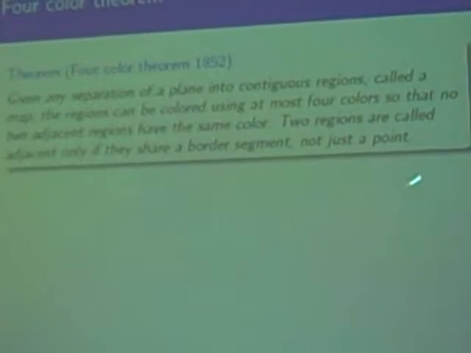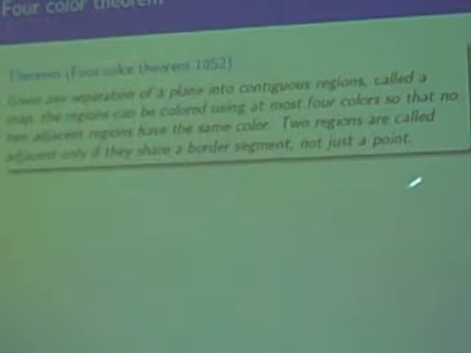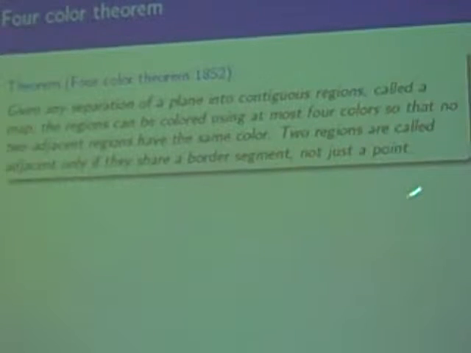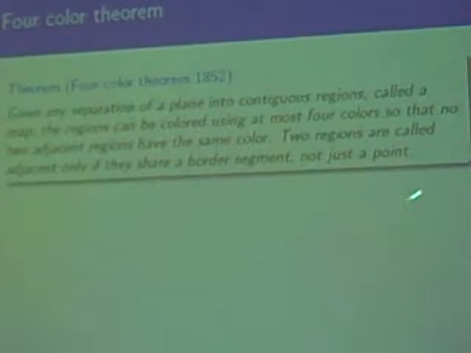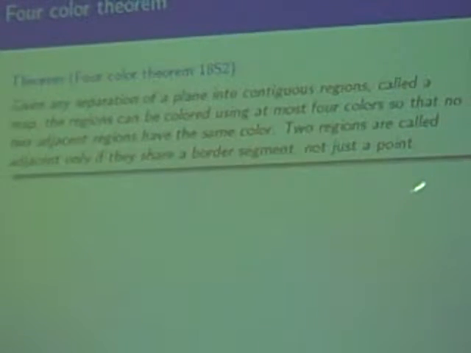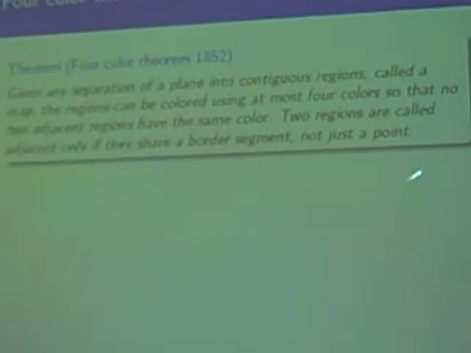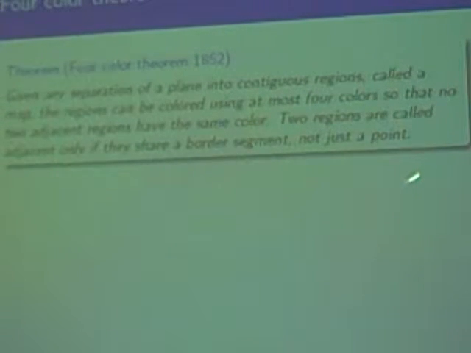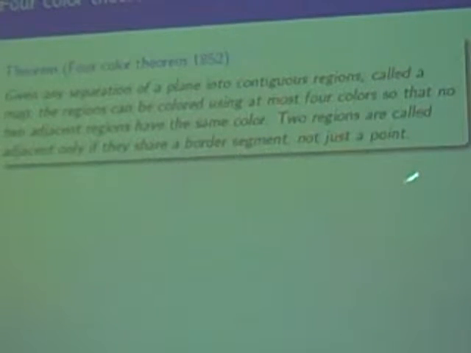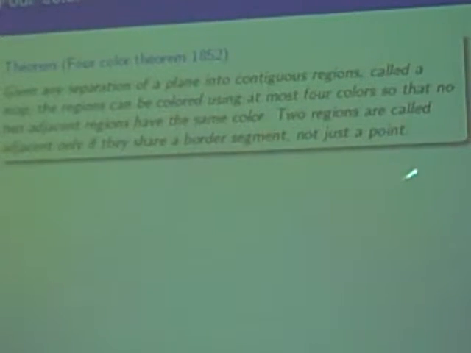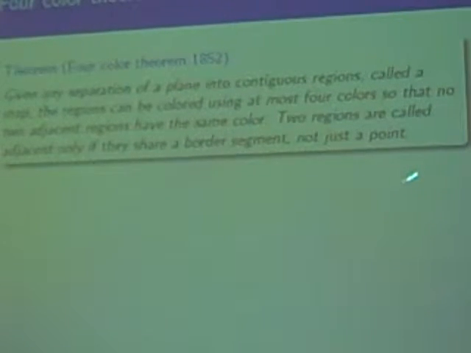So one famous result in graph coloring on planar graphs is the four-color theorem. And that dates back to 1852. It was originally stated as: if you have any separation of a plane into contiguous regions, called a map, the regions can be colored using at most four colors, so no two adjacent regions get the same color. And for these purposes, we say two regions are adjacent only if they share a border segment, not just one point.